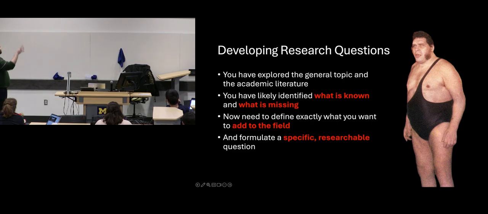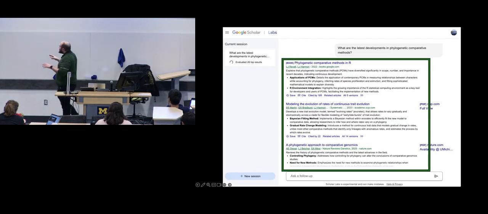Okay, so you've now explored a general topic and you have this academic literature. You probably have identified what is known and what is missing. And now you want to figure out what you want to add to the field. Or maybe you want to use AI to help you identify what is known and what is missing. And maybe you want to now formulate a specific and researchable question. So let's use the way that we already know, right? We'll go into more specific tools that can do this in a better way, but let's just keep it simple right now. Let's go take our AI summary, right?